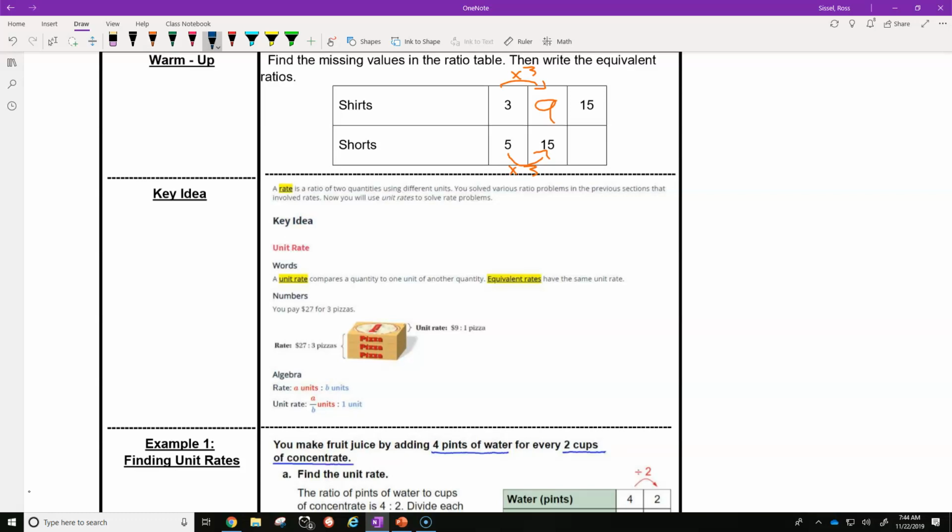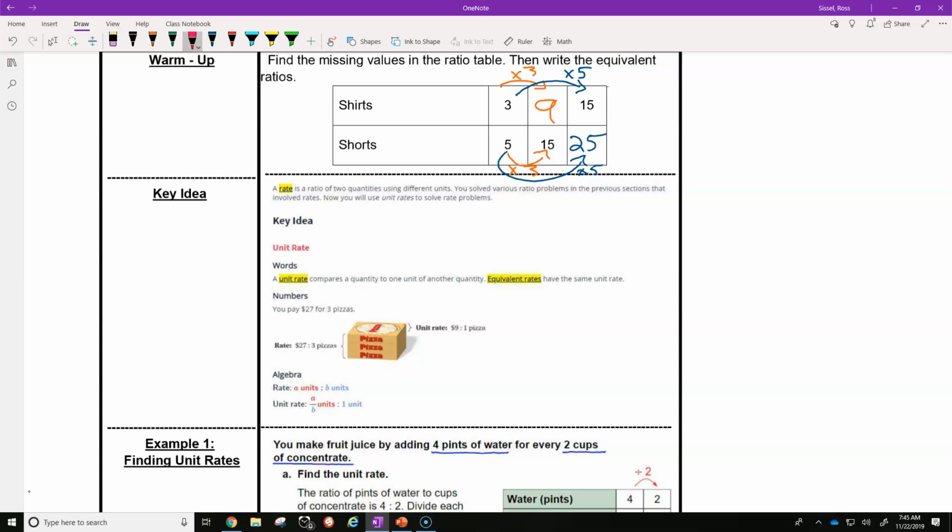Who's my other one? Sean. How'd you get the blank for the shorts? I did 5 times 5. Okay, why'd you do 5 times 5? Because 3 times 5 is 15. Good. I didn't know this blank. Corresponding term. 3 times 5 gave me that. So 5 times 5 is 25.